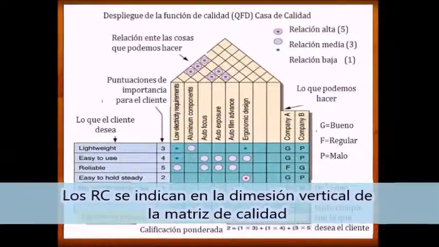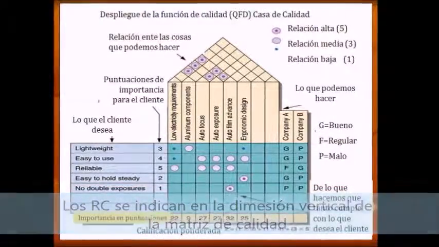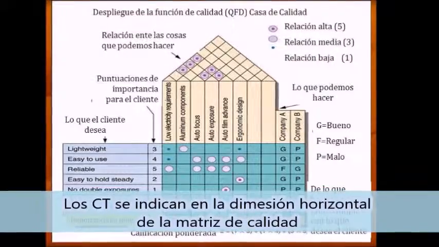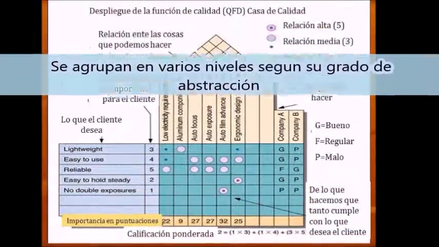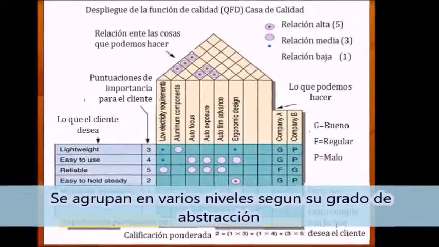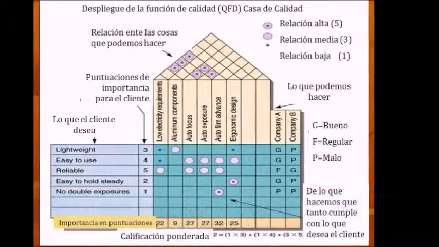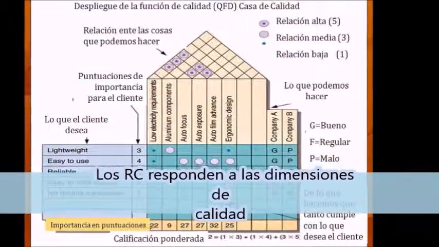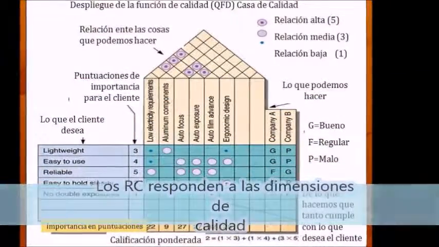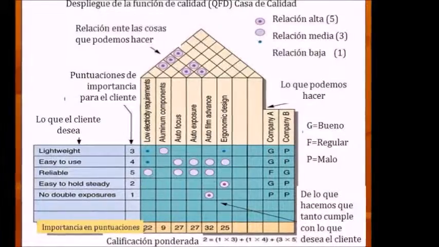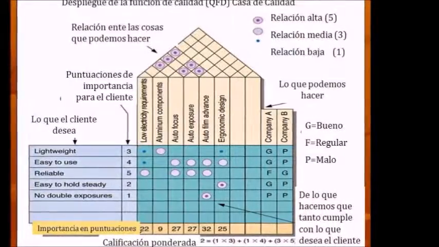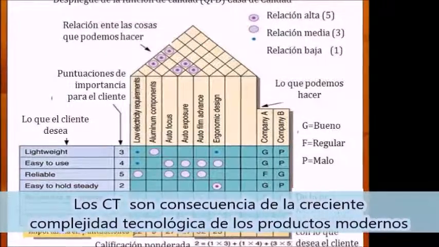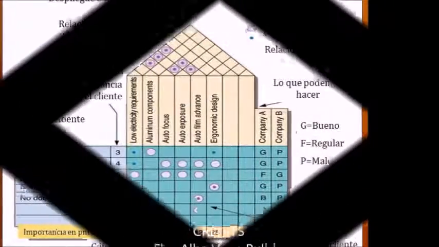The CR are indicated in the vertical dimension of the quality matrix, the TC in the horizontal. Both the first and second tend to be numerous and are grouped into several levels according to their degree of abstraction. This multiplicity is not capricious. The large number of CR responds to the varied dimensions of quality, and the quantity of TC is a consequence of the increasing technological complexity of modern products.